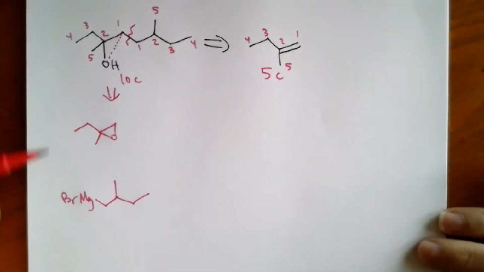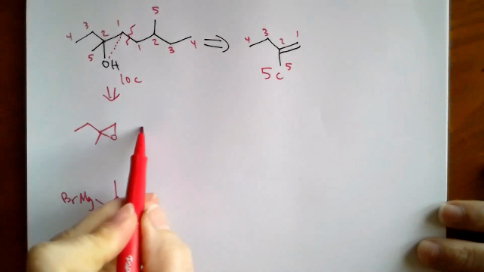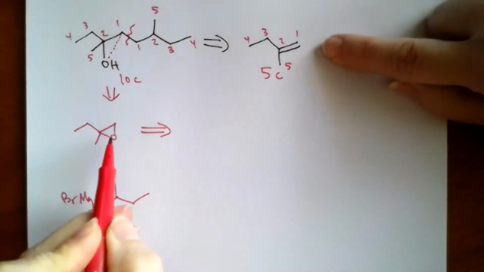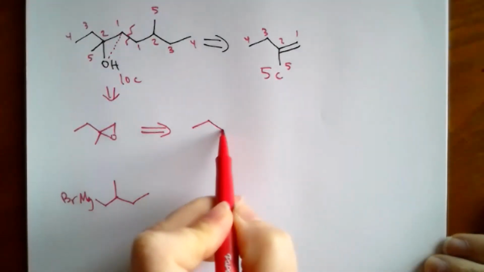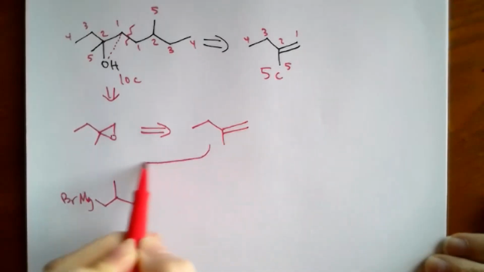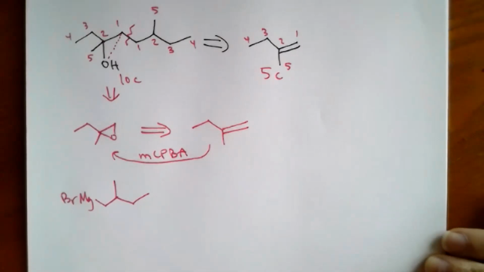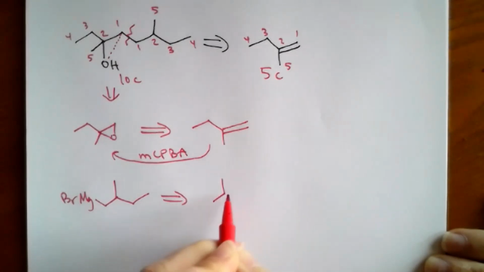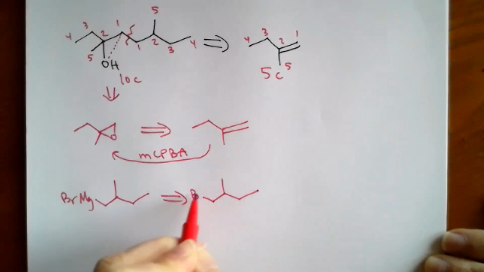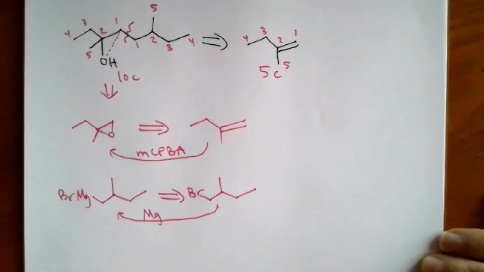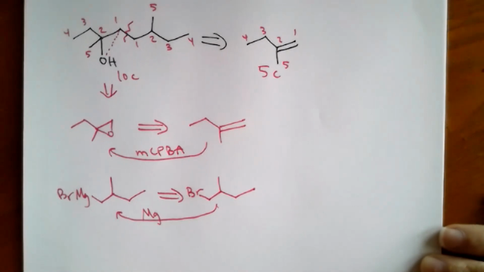So now that I've done the hard part and broken it down into the two big pieces, I need to show how this piece could have come from this alkene. Hopefully you remember how to make an epoxide. MCPBA added to an alkene. Hopefully you remember how to make a Grignard. All Grignards come from alkyl halides. Add some solid magnesium to your alkyl halide and you get a Grignard.